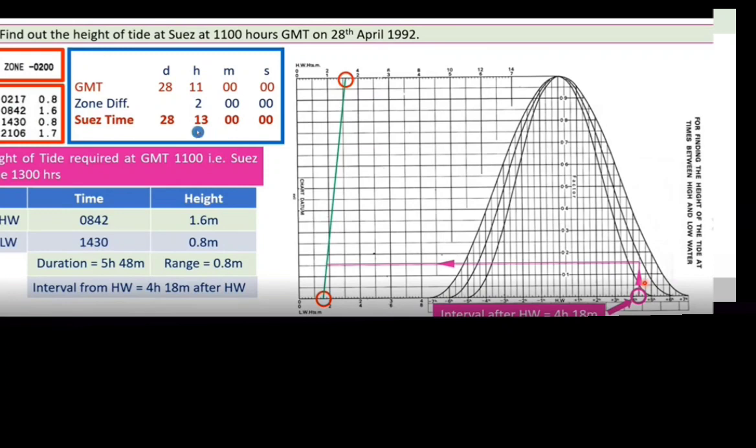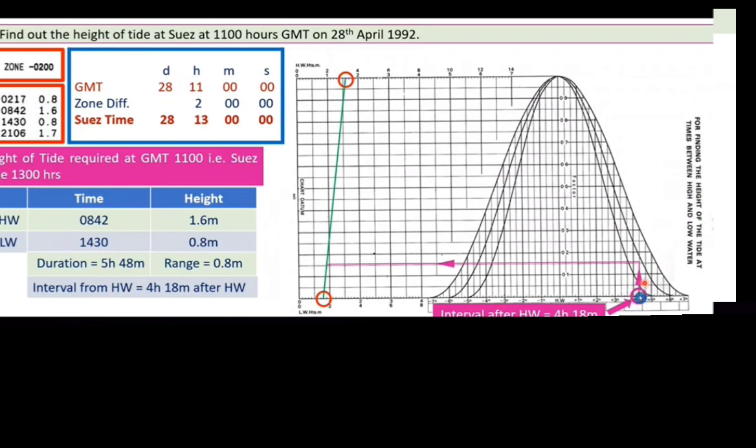हमें जिस टाइम के लिए टाइड चाहिए वो है 1300 आवर्स, हाई वाटर का टाइम है 0842 आवर्स, हमारा इंटरवल है 4 hour 18 minutes। ओके ओके सर, वो कंफ्यूज हो गया था थोड़ा सा मैं ड्यूरेशन और इंटरवल में, उसकी वजह से। ठीक है सर, थैंक यू। Right. So that is why we kept it at 4 hour and 18 minutes.